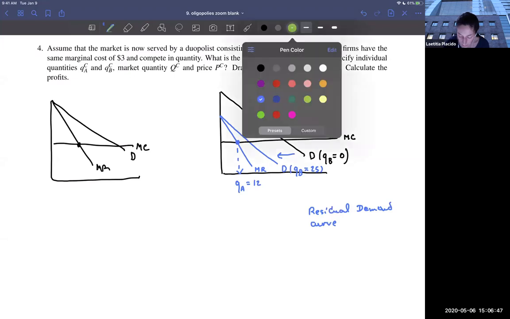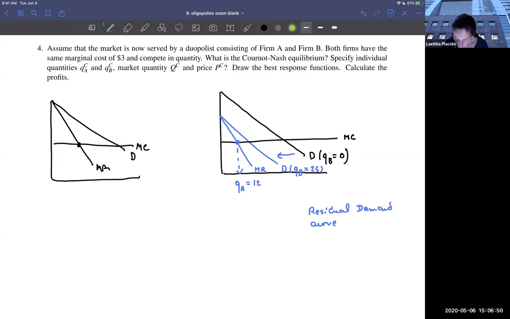You can say, well, I believe that firm B is going to produce 50 units. So in that case, I'm going to shift the original demand curve by 50. And that's the new curve I'm going to face. So that's the new demand when QB equals 50. So how do I determine optimal quantity in that case? Well, if I believe that firm B is going to produce 50, then again, I'm going to look at the intersection between marginal revenue and marginal cost, and I'm going to produce QA equals something less, like 5.